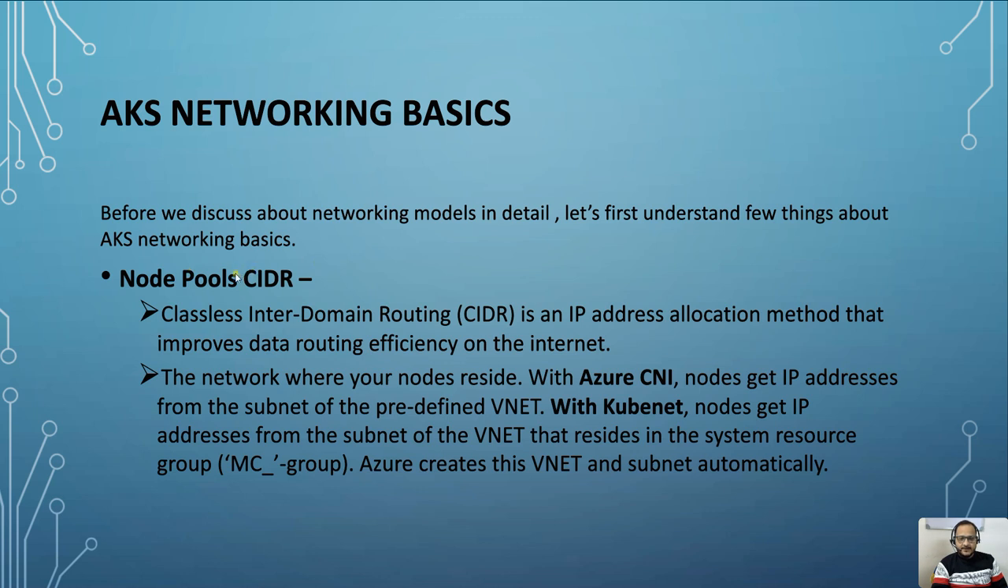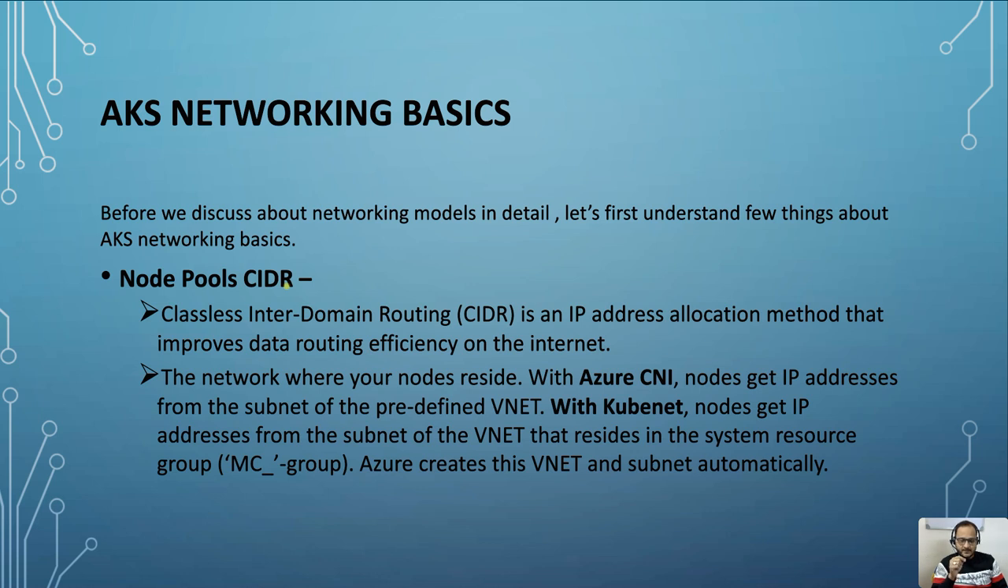Another term we have here is CIDR notation. CIDR stands for classless inter-domain routing. It is an IP address allocation method that improves data routing efficiency on the internet. In simple words, with the help of CIDR we can easily identify how many IP addresses we are going to have in our network or in our cluster.